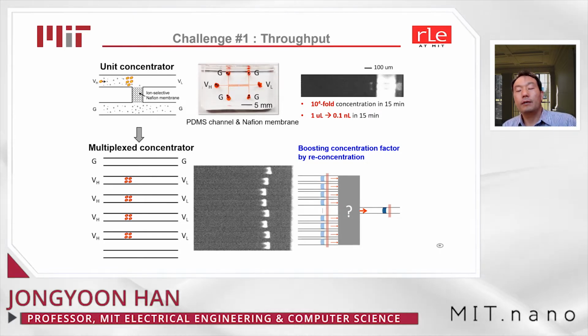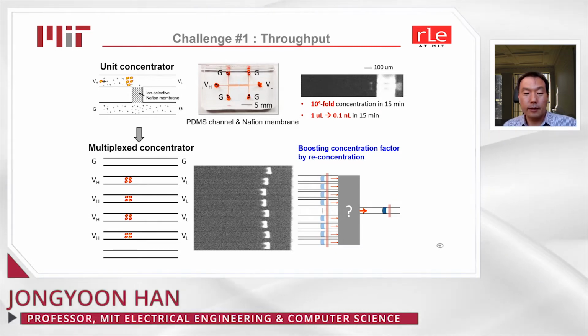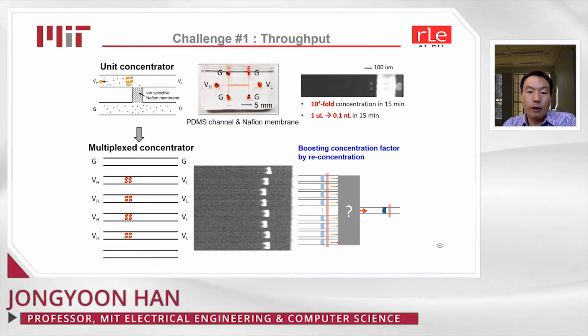So we started to think about an alternative. Okay, if you cannot engineer the unit concentrator differently, then why don't we simply multiplex them? So instead of having one concentrator that can concentrate 1 billion times, let's just make 1,000 or 10,000 of them in parallel. Each concentrator can concentrate a certain amount, and then we can recollect and reconcentrate it. That was the one breakthrough we came across to address this challenge.